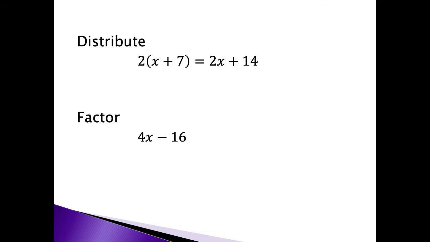So first we're going to distribute 2 through the parentheses. So we're going to get 2x plus 14 because 2 times 7 is 14. Next, we want to factor 4x minus 16, so we're going to factor out a 4. So we get 4 parentheses x minus 4 close parentheses. All right.